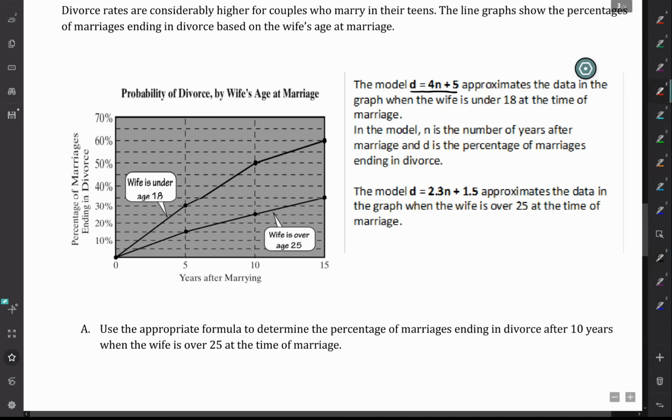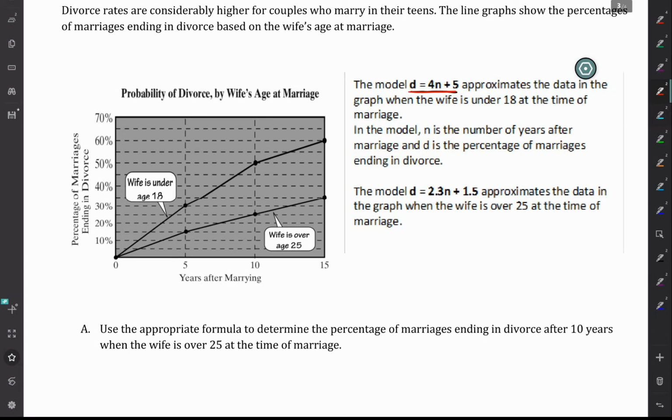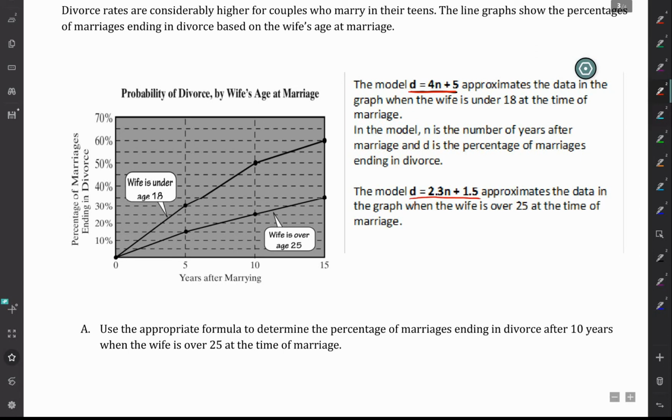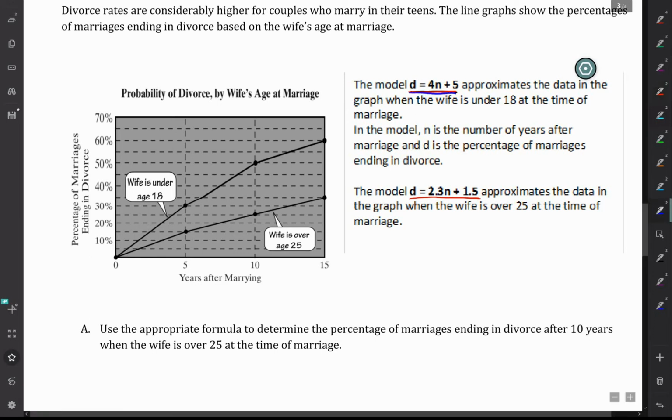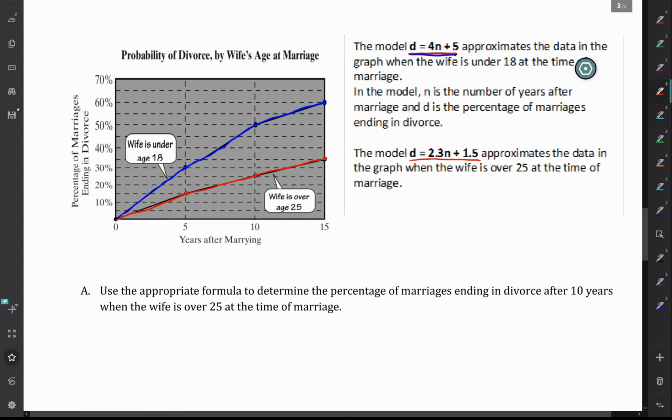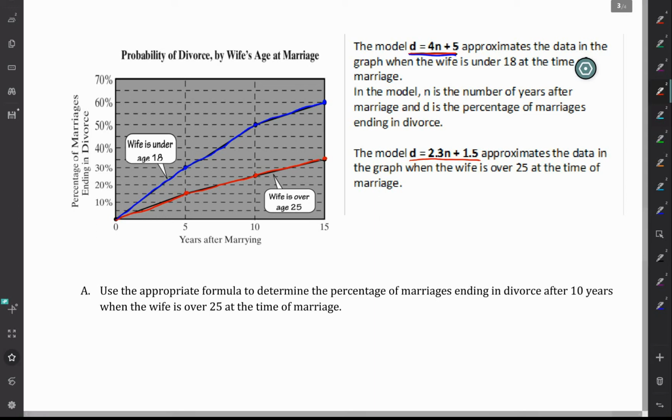And then the model D equals 2.3 times n plus 1.5 approximates the data in the graph when the wife is over 25 at the time of marriage. So I guess this blue curve is if the wife is 18 at the time of marriage, and you can see that the divorce rates are much higher. The red line is approximating the divorce rates when the wife is 25. And this is 5, 10, and 15 years after marriage, so it's kind of plotted there.